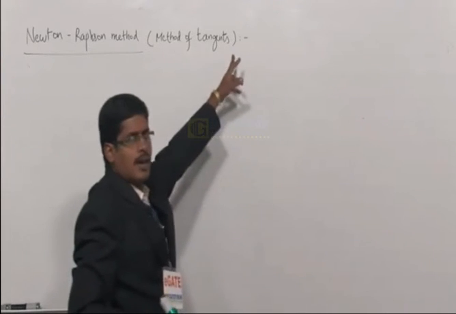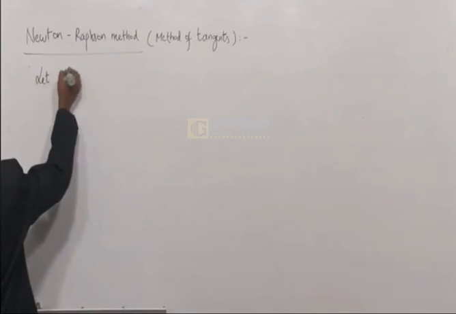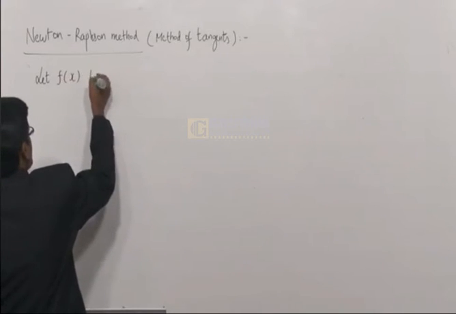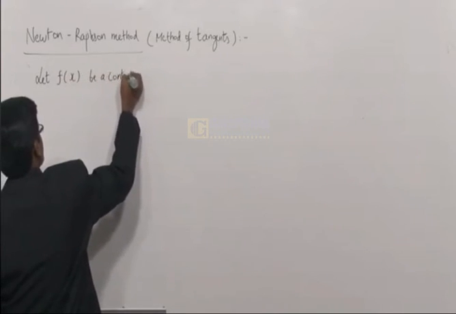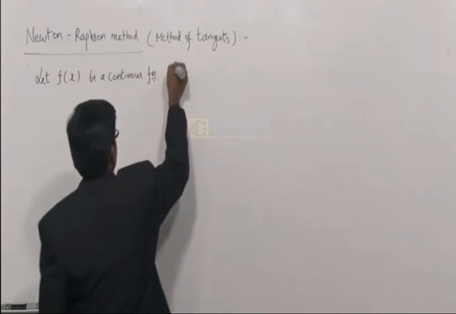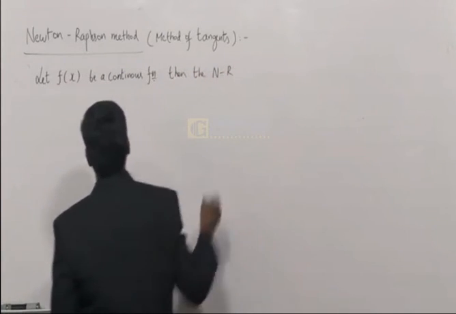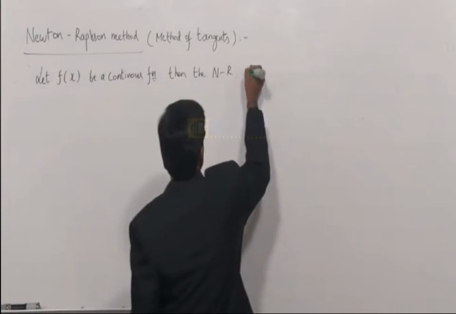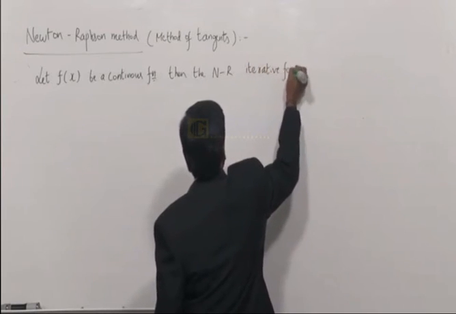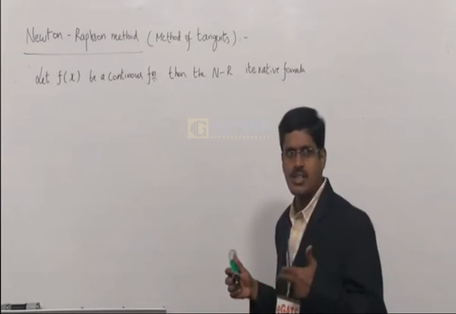Newton-Raphson method, which is also called the method of tangents. Let f(x) be a continuous function, then NR stands for Newton-Raphson. The iterative formula, that is, stepwise, one by one we are finding x values, is called the iterative formula.